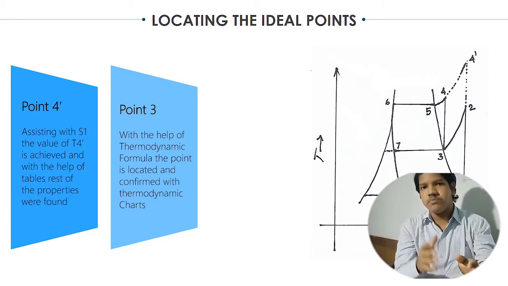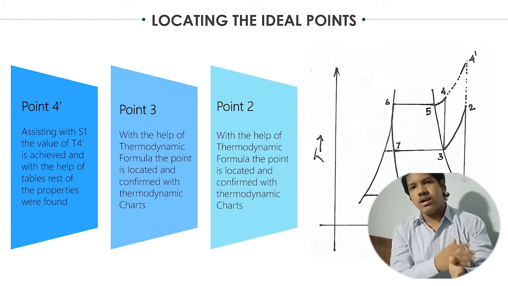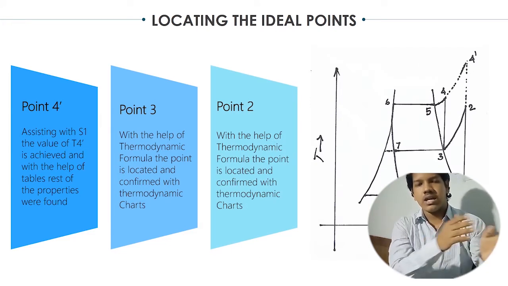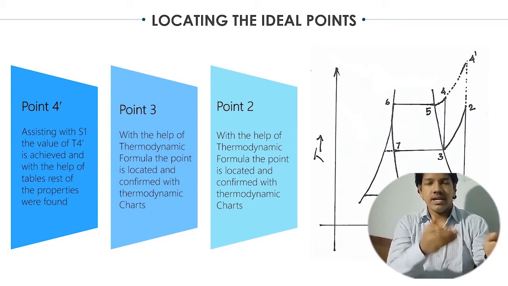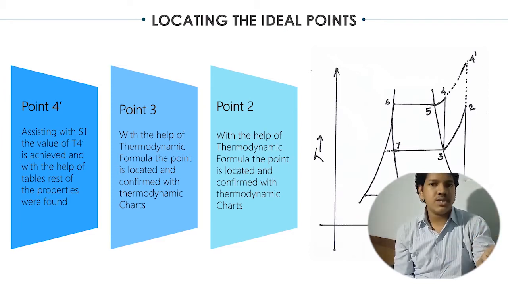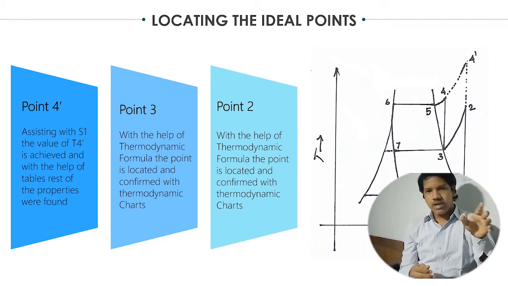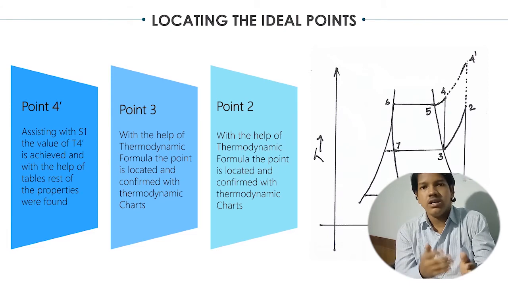Now in order to get point 2, we would use the same technique by which we got point 4 dash and point 5, that is using the two thermodynamic properties. Away from these points there are other points, which can easily be obtained from the saturated vapor and liquid table of ammonia.